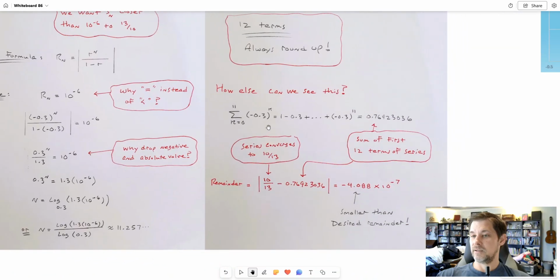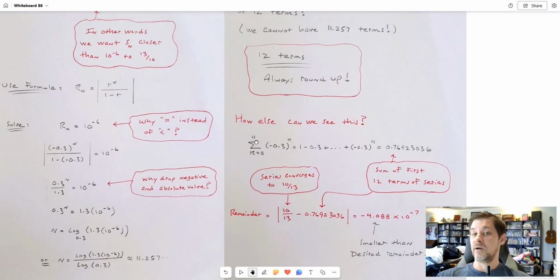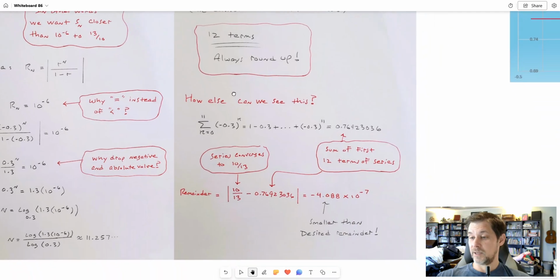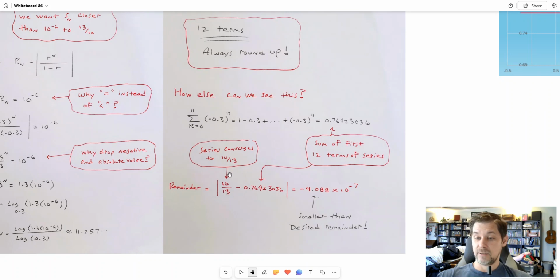So look what I did here. Here are the first 12 terms of the series. I added them together and I got that number. That's what the sum of the first 12 terms of that series is. Now, if we're right, then if I subtract what the series converges to minus the sum of the first 12 terms, it will have to be less than 10 to the minus 6 power. And if you calculate that and subtract those numbers, it is. So there it's demonstrated.